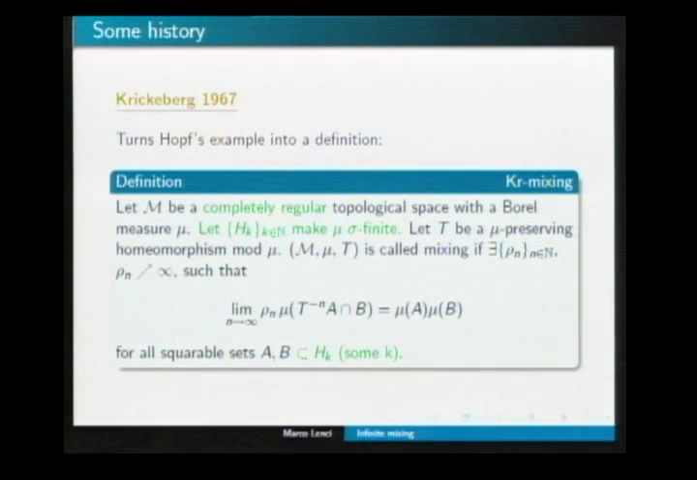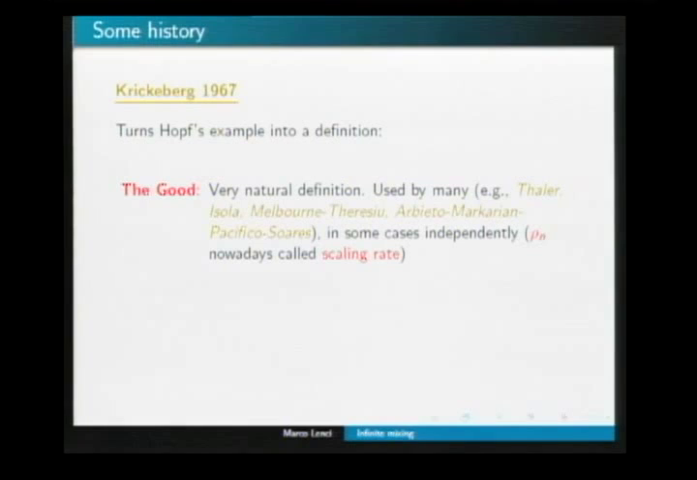So if you can find this sequence, which we now call scaling rate, for which this happens for every pair of squarable sets, then you call the system mixing. So that's his proposal for a definition of mixing in infinite ergodic theory, which, by the way, in short, we call infinite mixing. So what is good and bad about this definition?